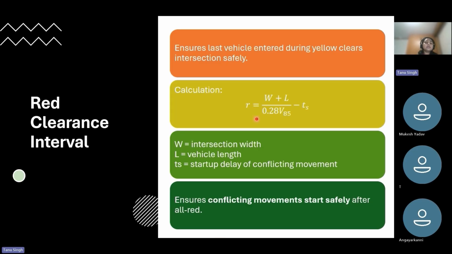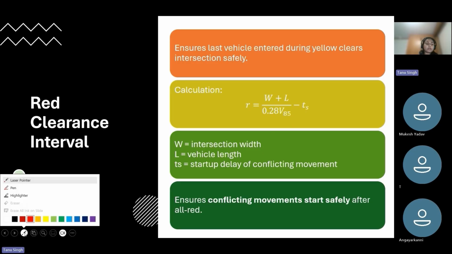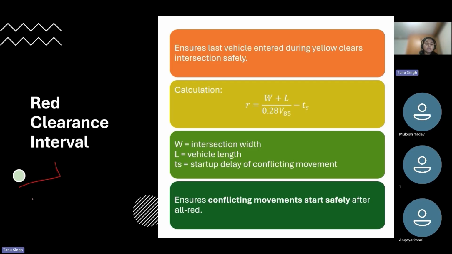So the formula that is being used to calculate red time is (W + L) / (0.28 × V85) − Ts, where W is the intersection width, L is the vehicle length, and Ts is the startup delay of the conflicting movement. So mainly, this is the interval.